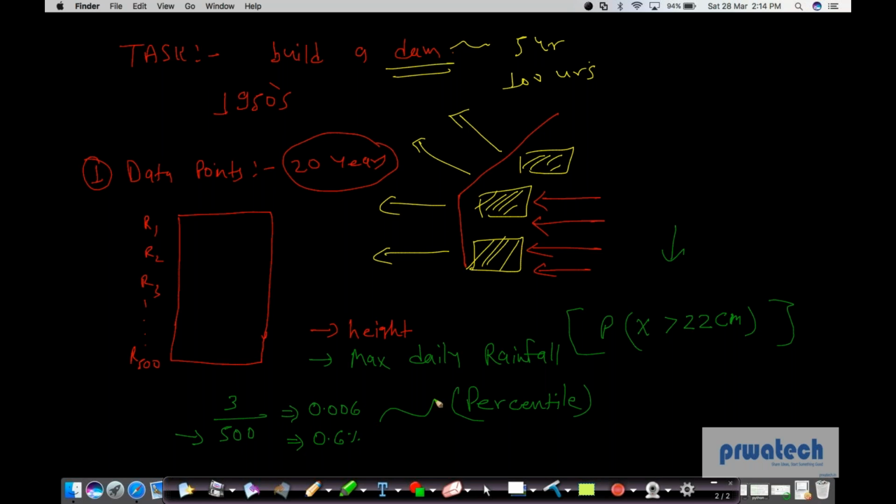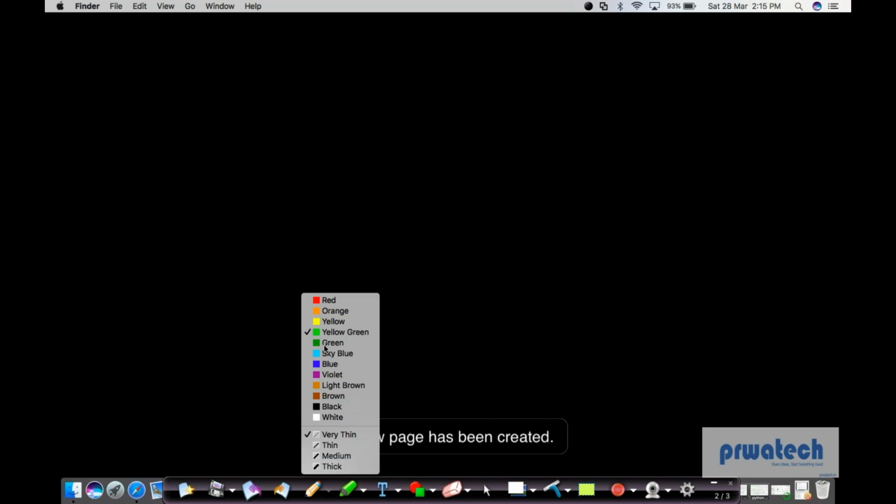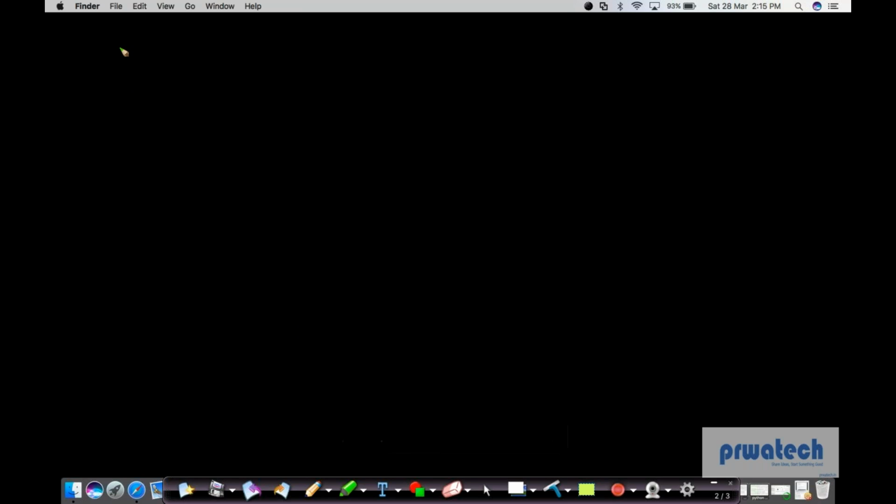So I will not use this percentile or any percentage concept. What I'll try to do is fit all these 500 data points into some distribution using the charts. All the values are already there. I'll define a chart, fit the data, and then apply this distribution concept to build a dam, right? These distributions help us today in the machine learning world also, to standardize our data and answer many questions, like where I can use this normal distribution concept to answer.